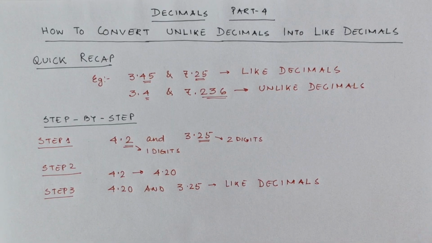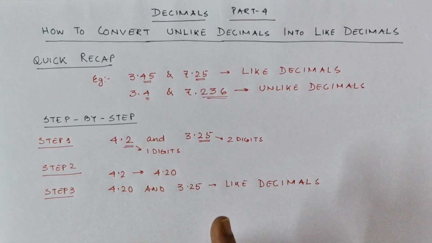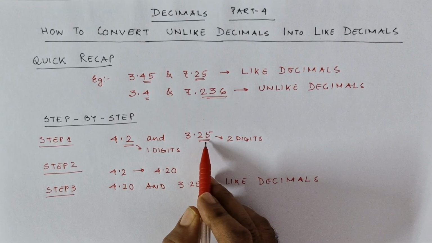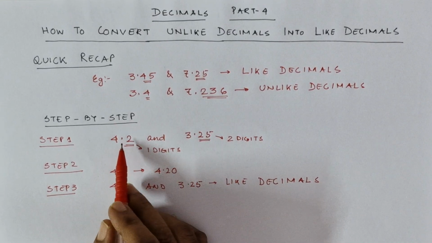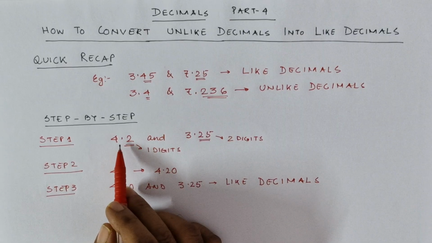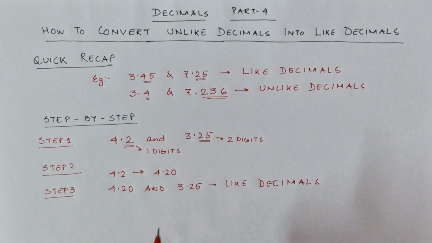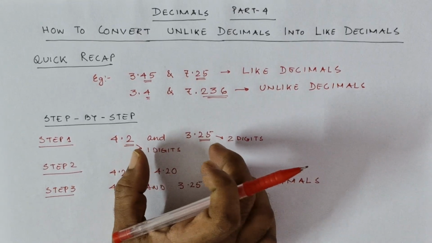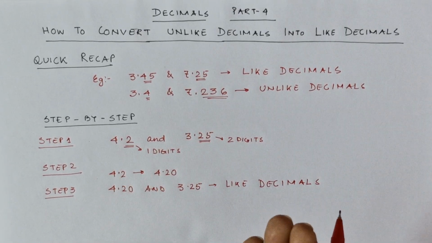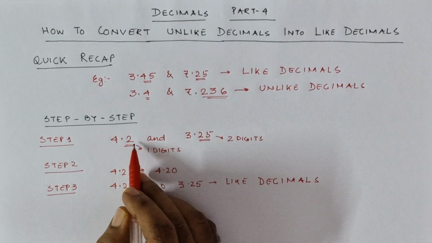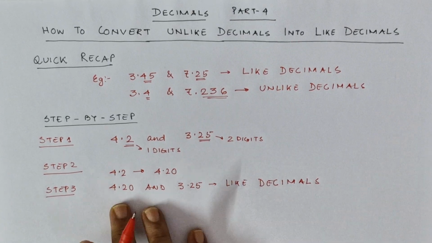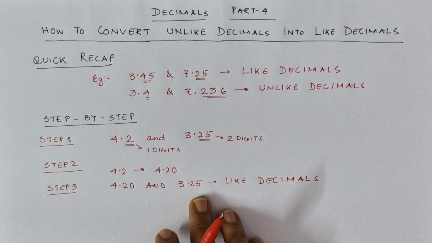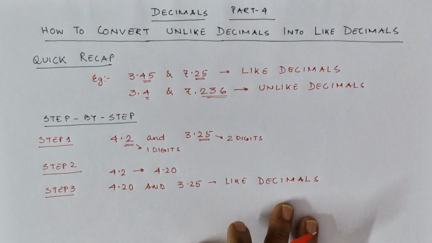So what you need to do is add zeros to make the number of decimal places equal. We had 2 digits after the decimal in 3.25, and in 4.2 we have 1 digit. So we have to make 1 digit into 2 digits, so the number of digits will be equal. How do we do that? Just add 0 after the 2 here. That makes them like decimals. So now 4.20 and 3.25 are like decimals.